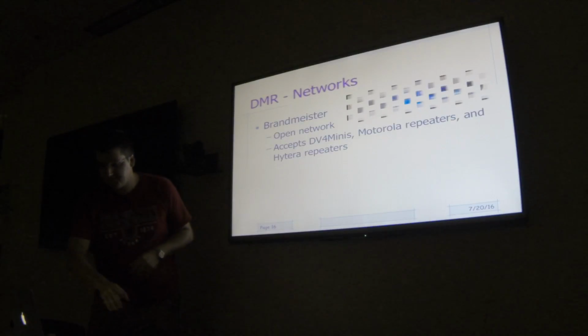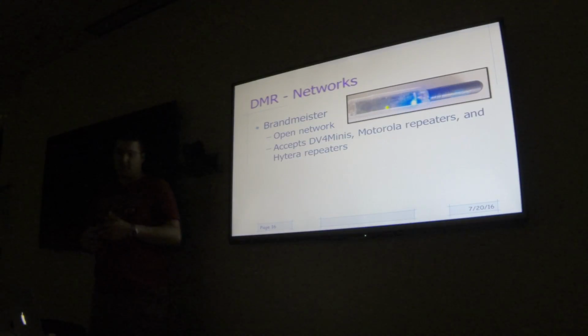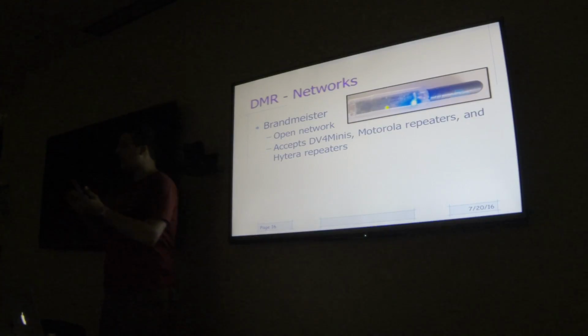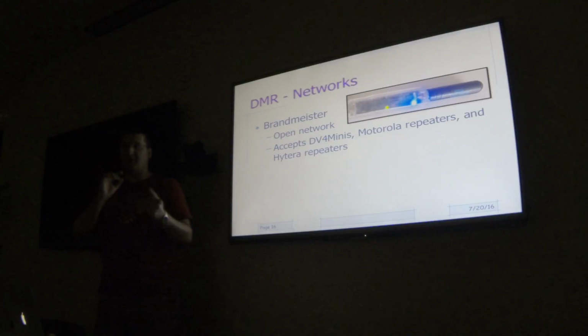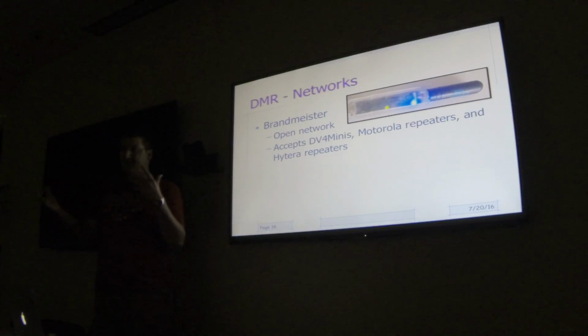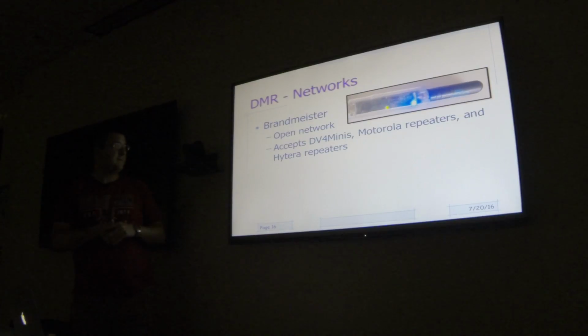So I've been talking about these networks. Brandmeister is sort of the open network. That's actually the DV4 Mini. It can do DMR, P25, DStar, System Fusion, all that. It's a little UHF transceiver that you plug in over USB. DMR is mainly a UHF technology, mainly because that's where commercial radios are, but there are VHF and 900 megahertz DMR rigs available.